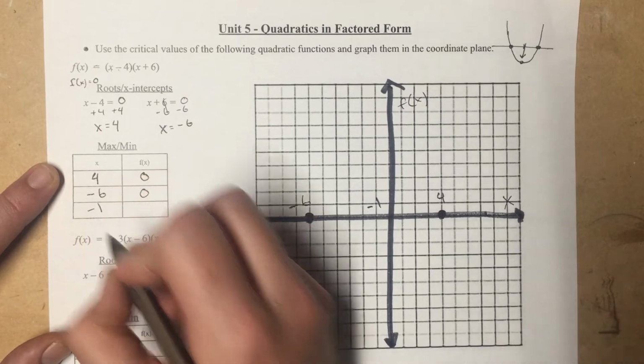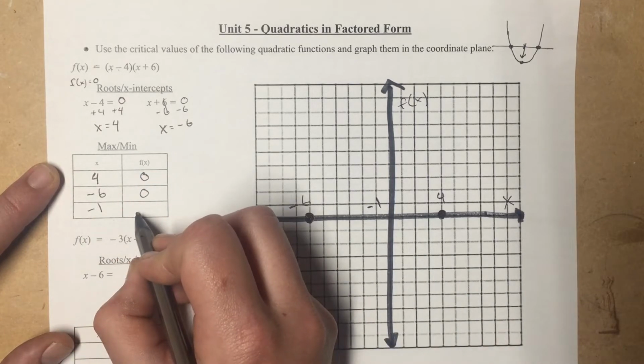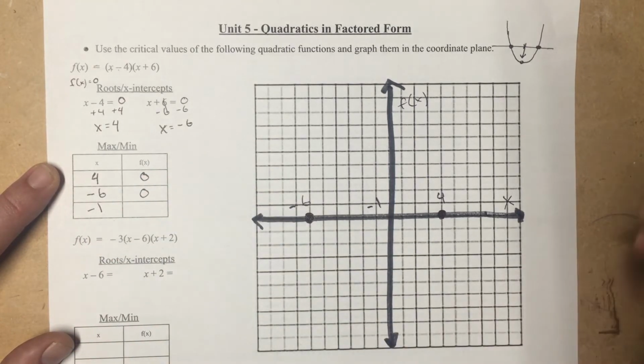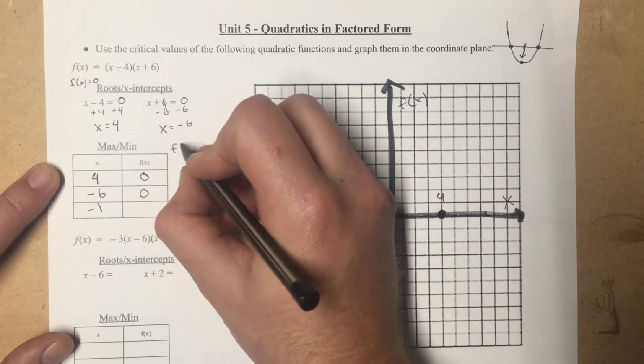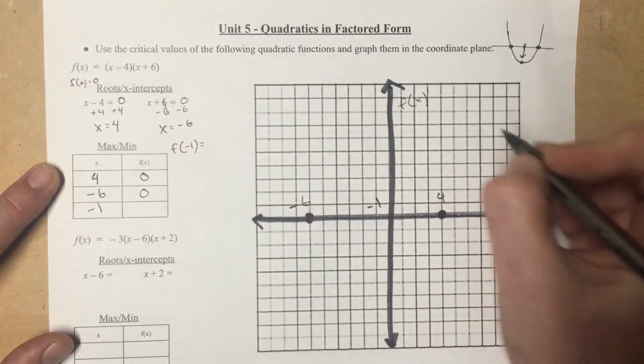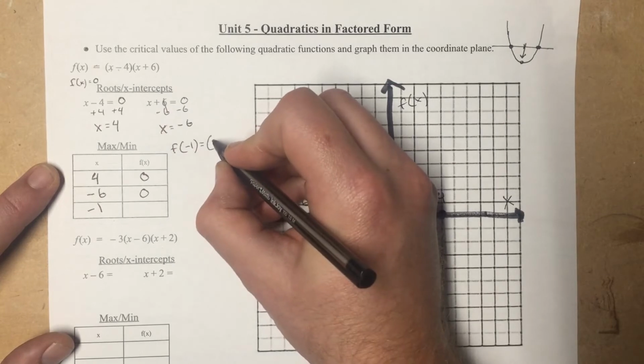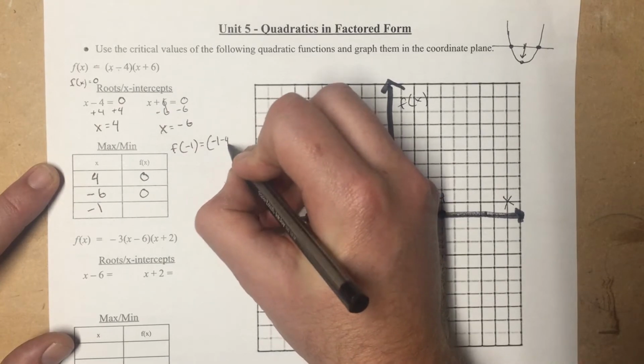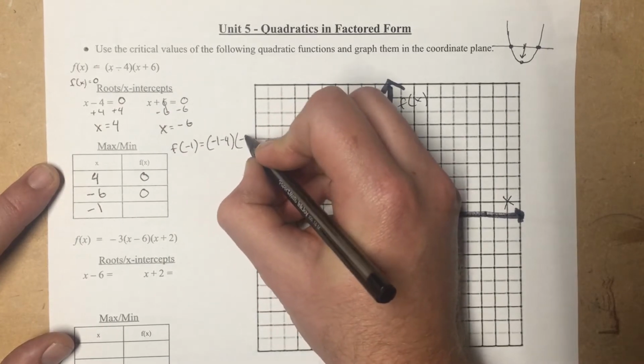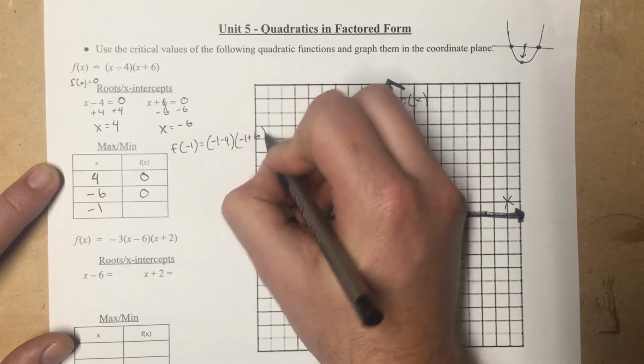So what is my f of x going to equal when x is equal to negative 1? Well, let's figure that out. We have f of negative 1 is going to equal negative 1 minus 4 times negative 1 plus 6.